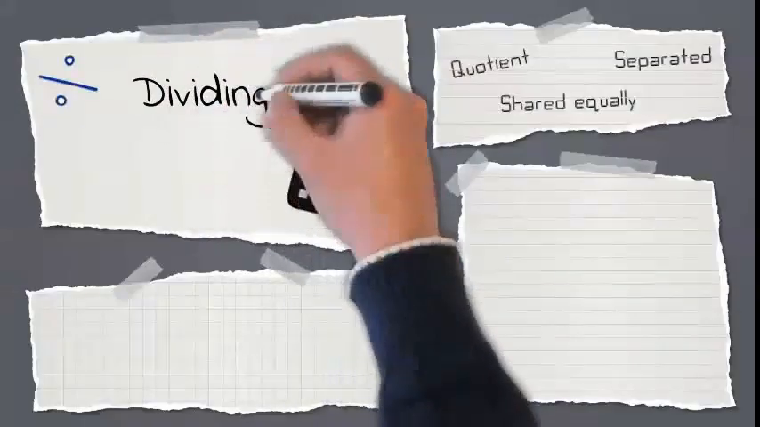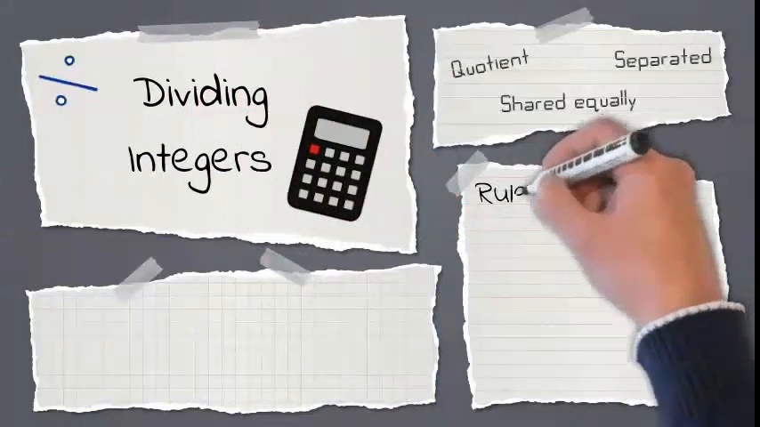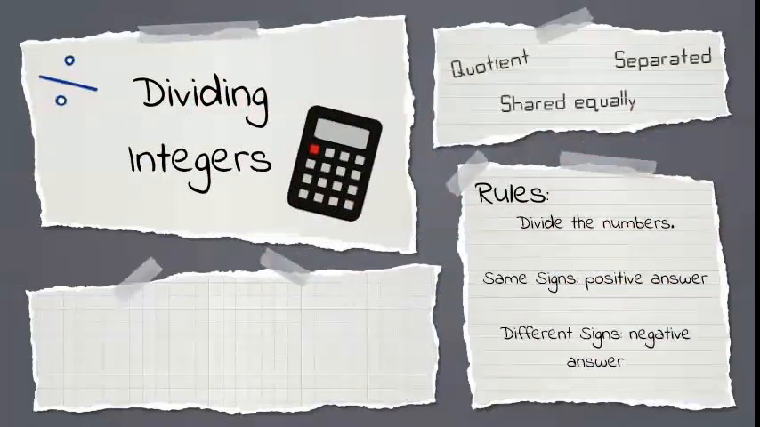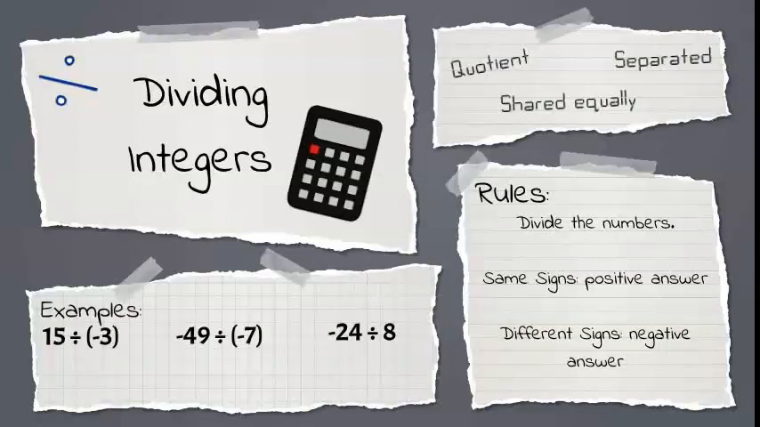And last but not least, let's check out division. The rules for division are the same as multiplication. We want to divide the numbers, and then if they have the same sign, the answer is positive, and if they have different signs, the answer is negative. Let's check out these examples.